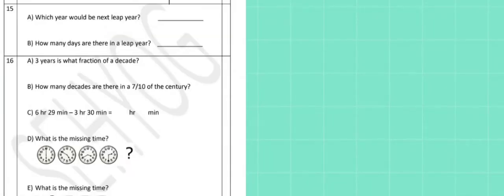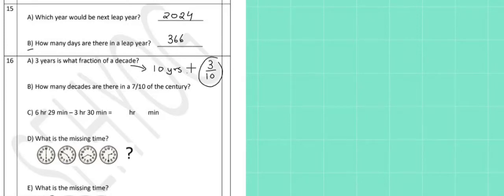So in question number 15A, which year would be the next leap year? So that is 2024. 15B, how many days are there in a leap year? That is 366 days. In 16 part A, 3 years is what fraction of a decade? So we will take 3 over, a decade means 10 years, so 3 over 10, and that is a fraction.